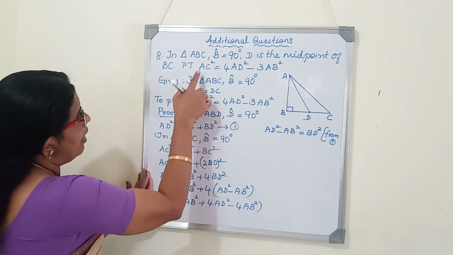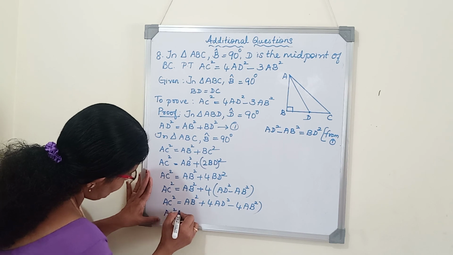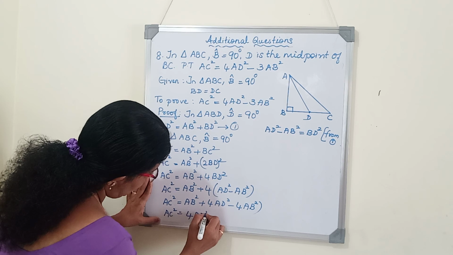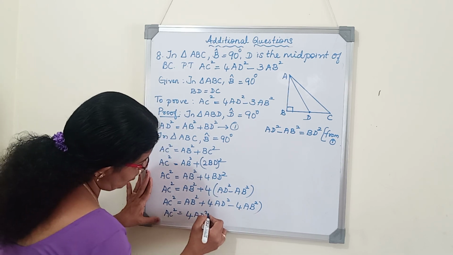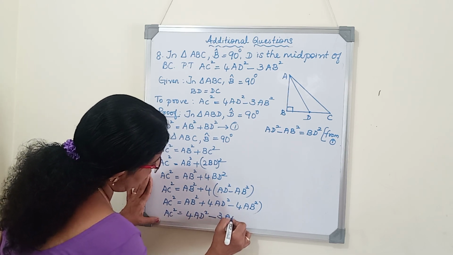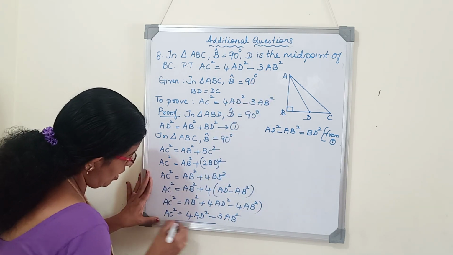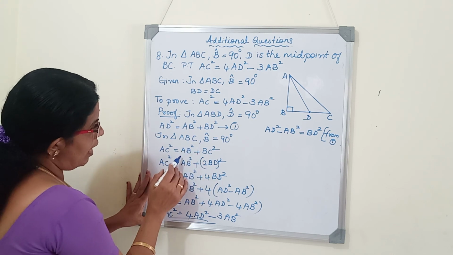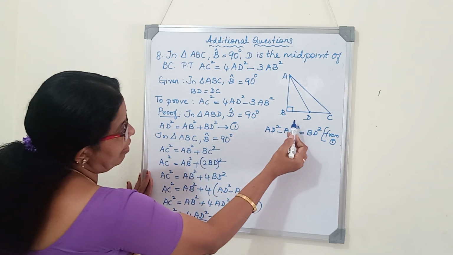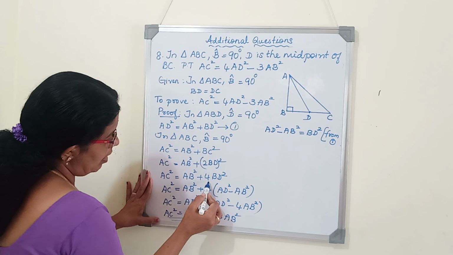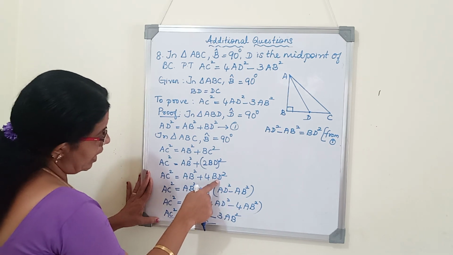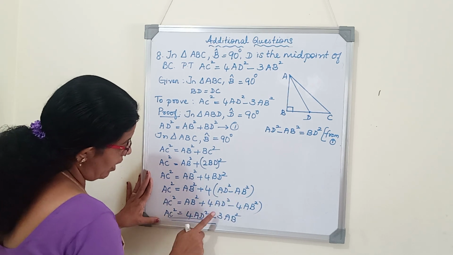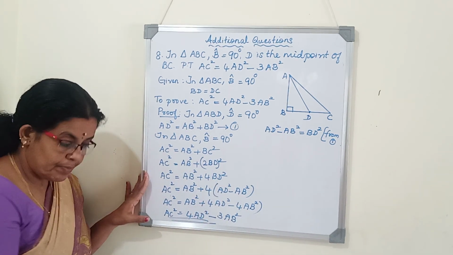We want to get AC square equals 4AD square. See, we have 4AD square. Now, AB square minus 4AB square is minus 3AB square. So, we got the answer. So, apply Pythagoras theorem in both the triangles. In the second triangle, when we apply, instead of BC, we'll write it as 2BD the whole square. It becomes 4BD square. And instead of BD square, we'll write from equation 1, AD square minus AB square and simplify, we will get the answer.